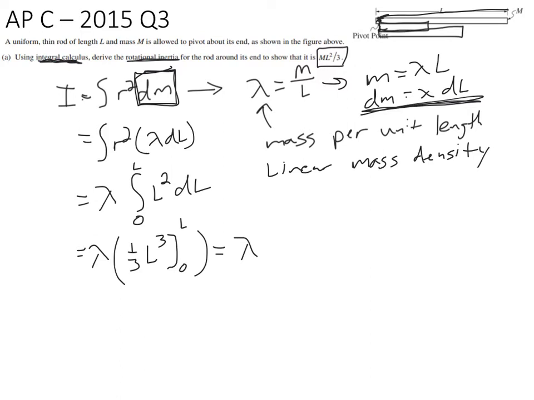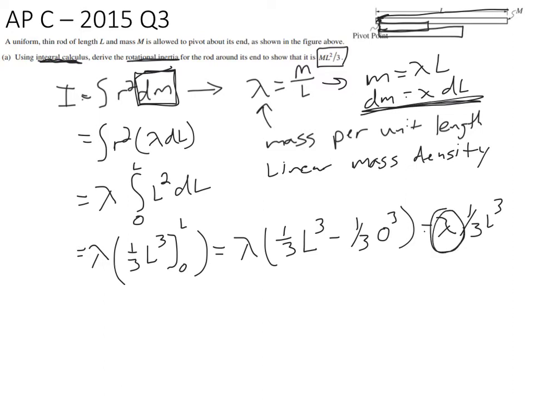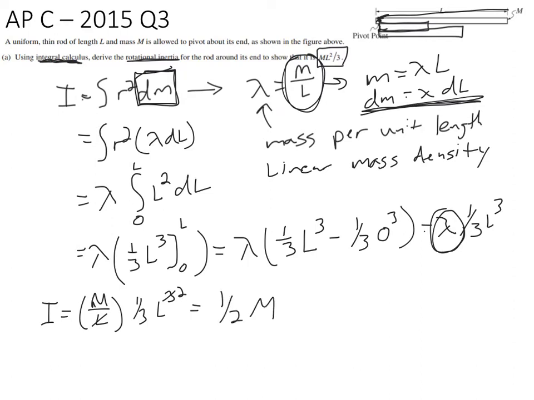So then this equals lambda times 1/3 L cubed minus 1/3 0 cubed, which is just equal to lambda 1/3 L cubed. All right. Unfortunately, L's not a given, lambda's not a given term. So I have to replace lambda with this M over L. So now I get this. M over L times 1/3 of L cubed. This L crosses out with one of those L's. And look what we have here. 1/3 ML squared.